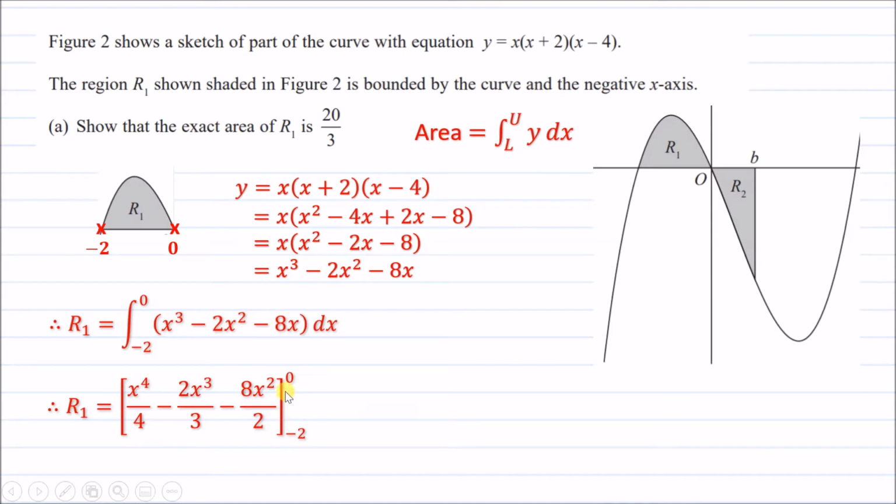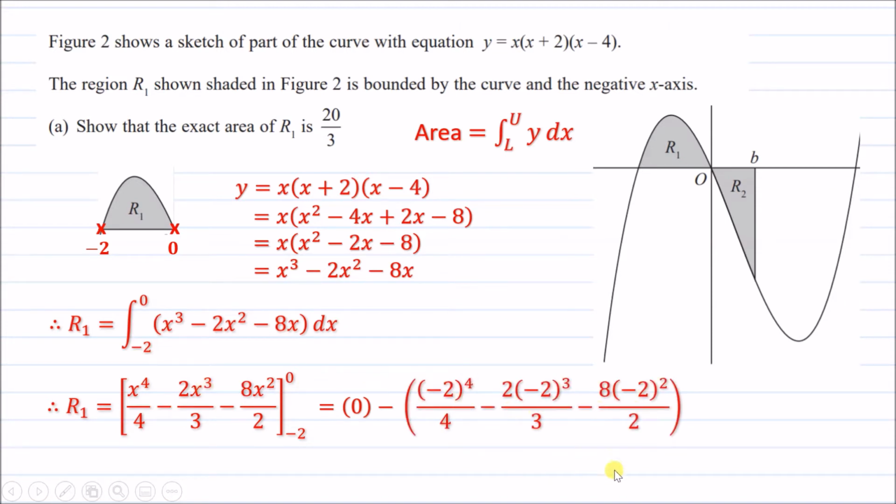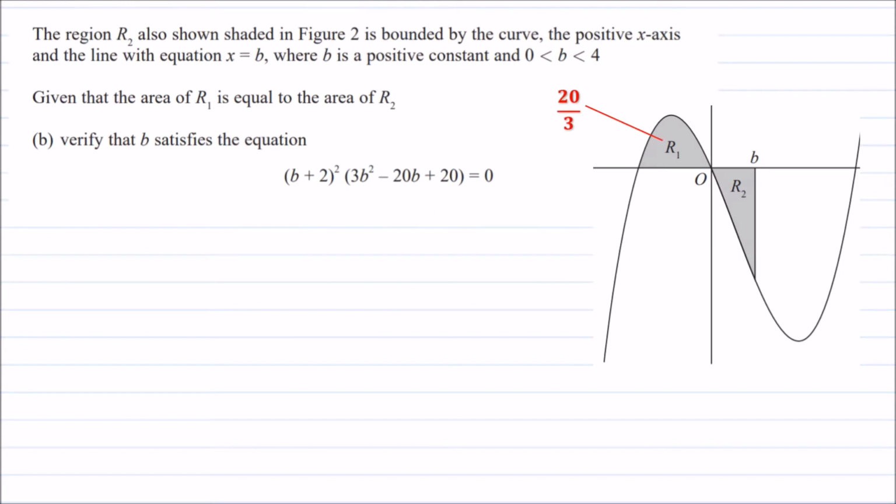So what this means now, we're just going to have to substitute all these values with 0 first, and that's kind of easy. If you replace everything with 0, you're just going to get 0. Now, if you replace everything with negative 2, you get something like that. And thankfully, this is a calculator exam, guys, so you can just put this all in the calculator, and you'll definitely get, well, inshallah, 20 over 3. And that's it. So that's part A done. So let's just keep this and move on to the next bit.